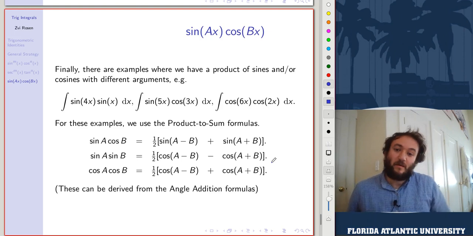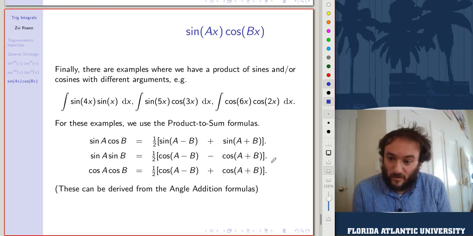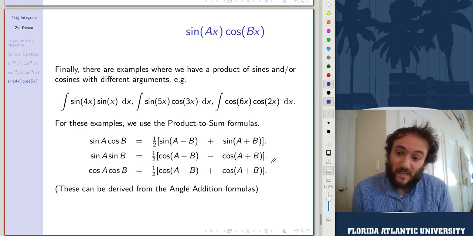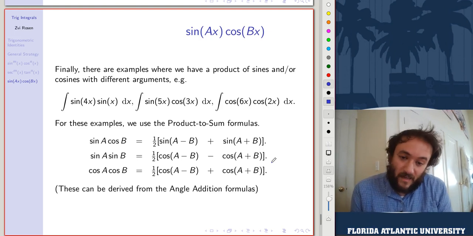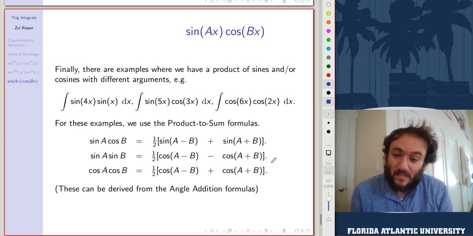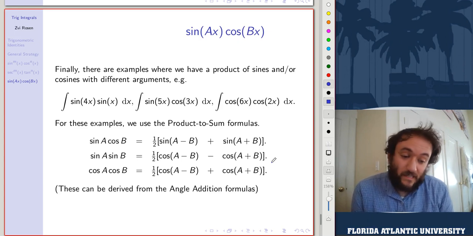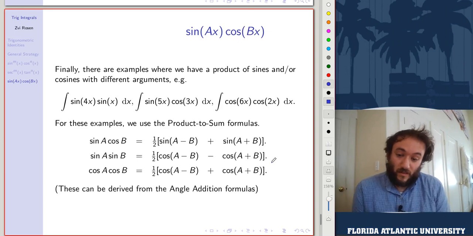And finally, just to finish off the chapter, there are examples where we have a product of sines and or cosines with different arguments, meaning things that you put inside of the function. So you have sine of 4x times sine of x, or sine of 5x times cosine of 3x, and similarly cosine of 6x times cosine of 2x. For these examples, we use the product to sum formulas, and that allows us to turn a product of two trig functions, in particular sines and cosines, into a sum of those trig functions, which makes them much easier to work with.